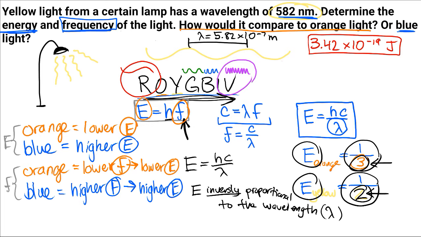Inverse proportions are graphed like this with your two variables on the x and the y. So as one goes up, the other goes down. And direct proportions, such as the frequency-energy relationship, would look like this, which is as one goes up, the other also goes up. Or as one goes down, the other also goes down.